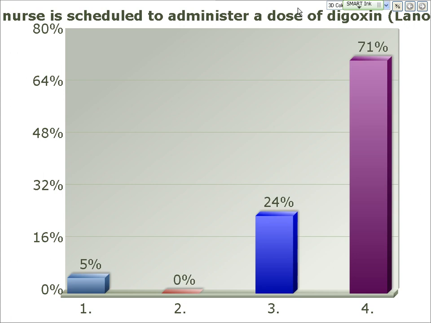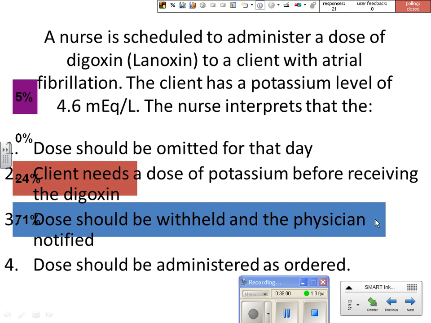Okay, 5% said omit the dose, 24% said hold the dose and call the doctor, 71% says we should administer it as ordered. Why did the majority of you pick number 4? The potassium is within normal range. So this is the thing that you need to always remember on NCLEX questions. You need to know your normals. Because if you don't know what's normal, then you could pick a different response.